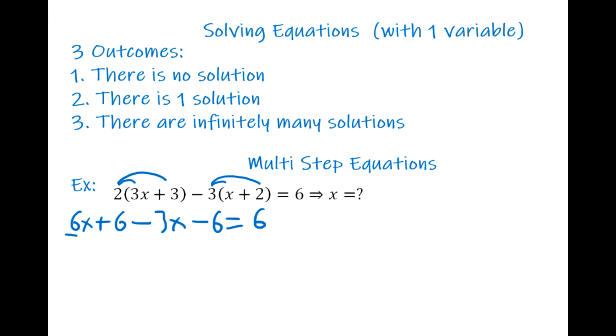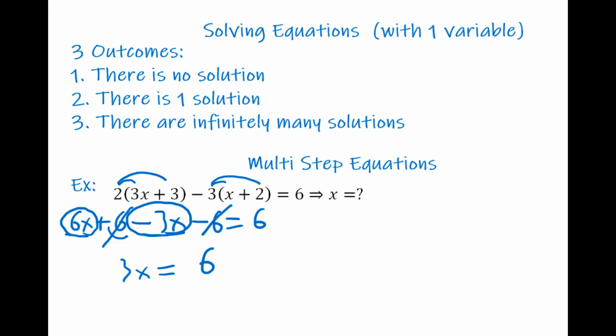You need to add the x values together and then combine the numbers together. Here, actually, this is positive 6 and this is negative 6. These are gone. And if you subtract 3x from 6x, then we're going to have 3x on the left, and on the right we have just 6.